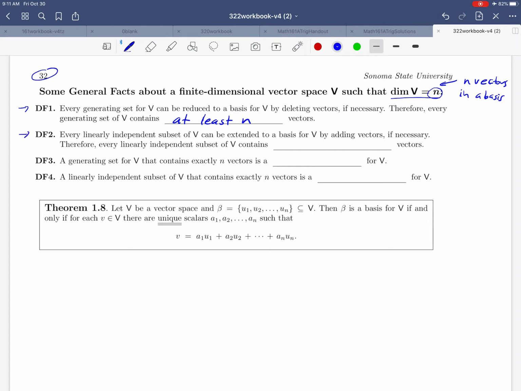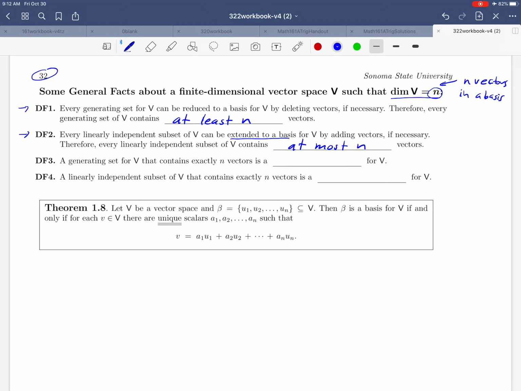Okay, and we can make a similar statement about linear independence. DF2 says that every linearly independent subset of V can be extended to a basis by adding vectors if necessary. If you think about it, this kind of makes sense too, because a linearly independent set is one that's small enough so that there's no dependencies among our vectors. So maybe it's too small to build every vector in our space, and in that situation we may need to add vectors to get up to a basis. So said another way, that means that every linearly independent subset of V contains at most n vectors. Can't be bigger than having n vectors in it.